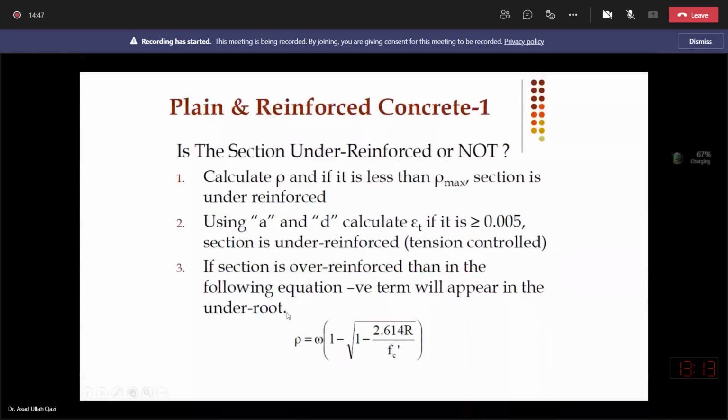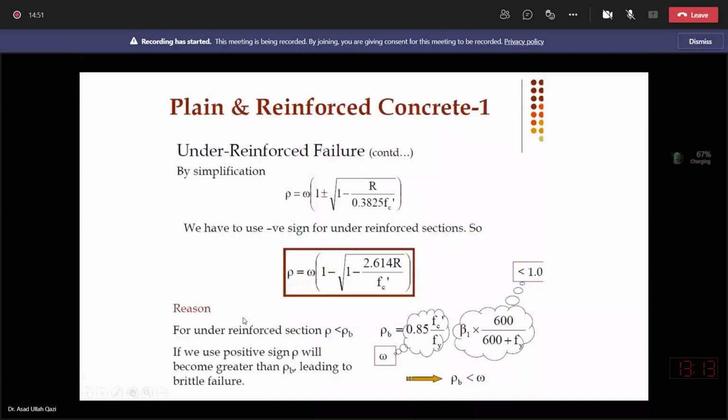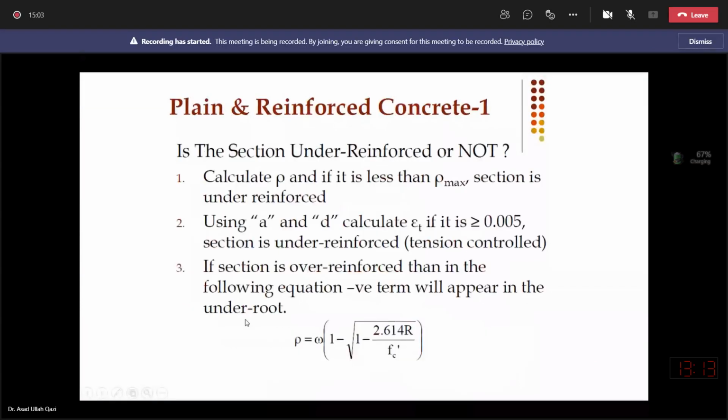So in the last lecture I discussed the derivation of this rho equation, and I also applied this equation to determine the reinforcement ratio in a cross section of one assumed problem. Now on this slide again there is a summary of how to classify whether a section is under-reinforced or over-reinforced. So I repeat, the first thing is you will calculate the rho of your cross section: the area of steel in the cross section divided by the cross sectional area.